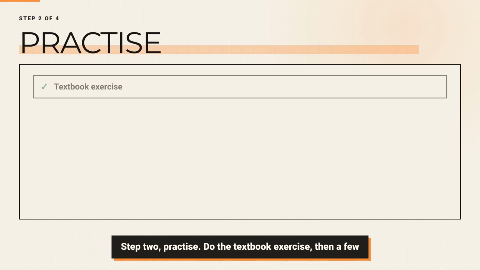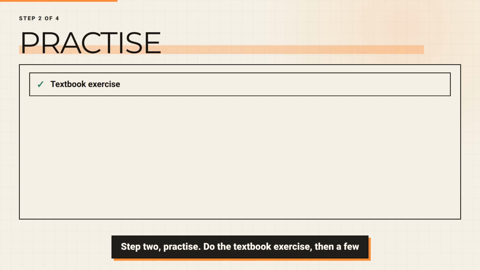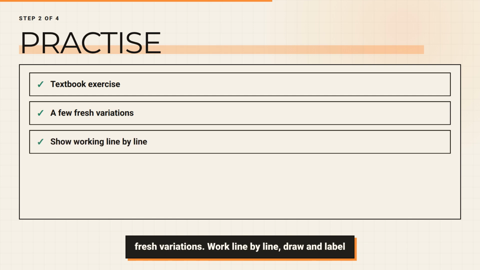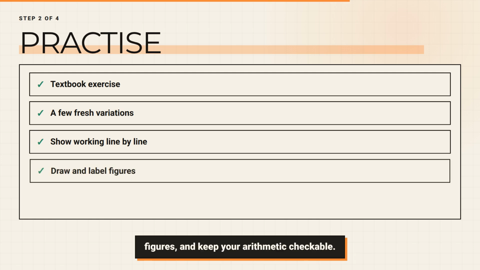Step 2. Practice. Do the textbook exercise, then a few fresh variations. Work line by line, draw and label figures, and keep your arithmetic checkable.